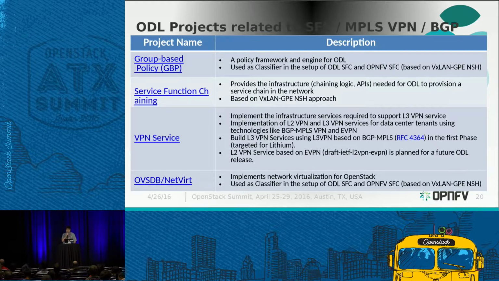That's been the back-end implementation of the service function itself. And the VPN services also provide APIs to create different types of VPNs, including L3 VPN and L2 VPN. And OVSDB, the network project, as the previous speaker just mentioned, will be used to implement those virtual functions, and can also be used as a classifier in the setup of the service function chaining in the demo.